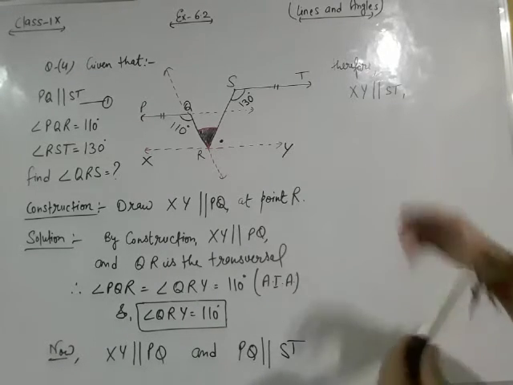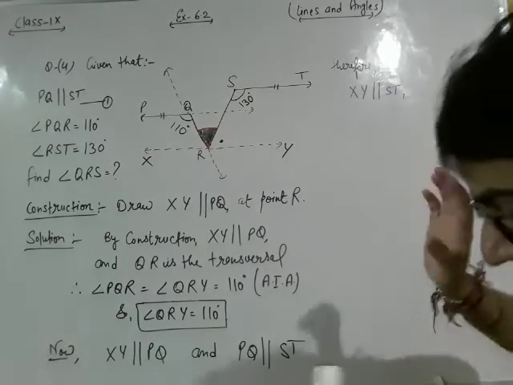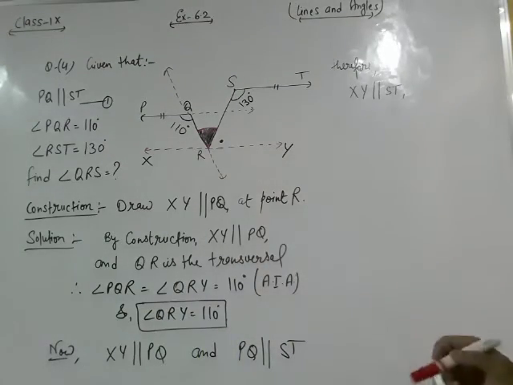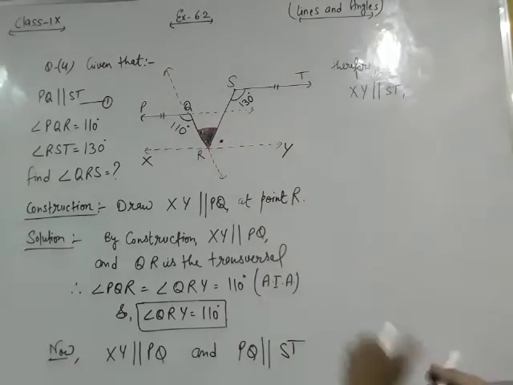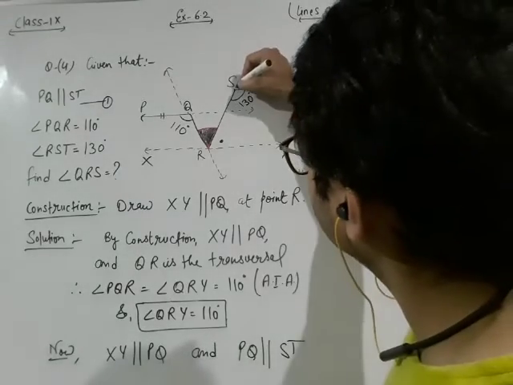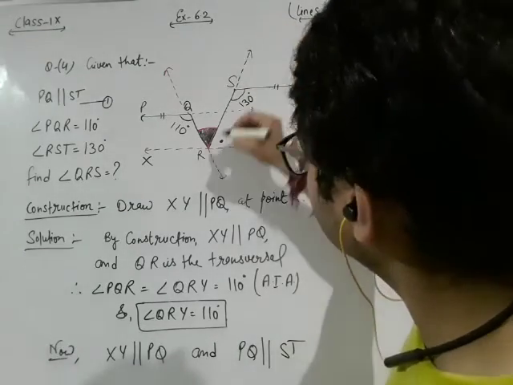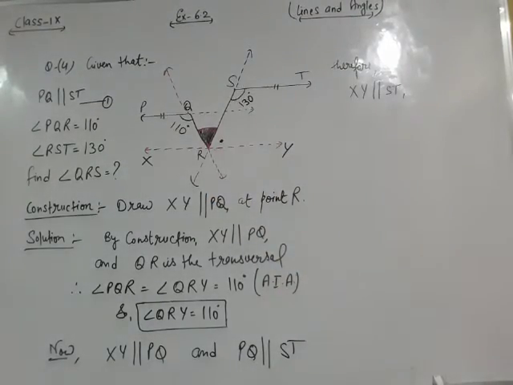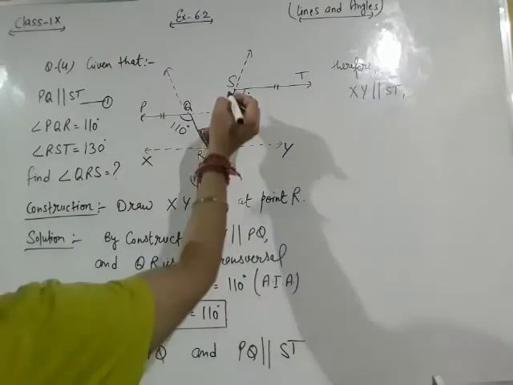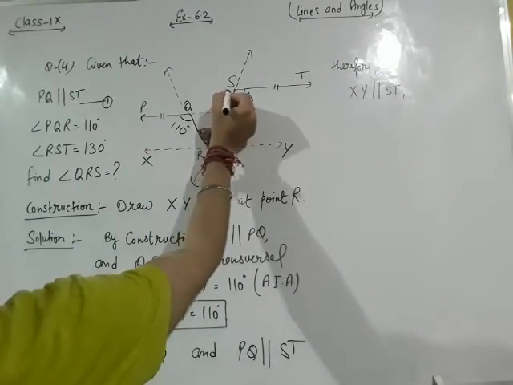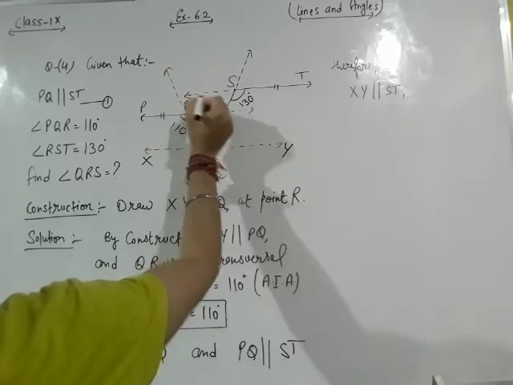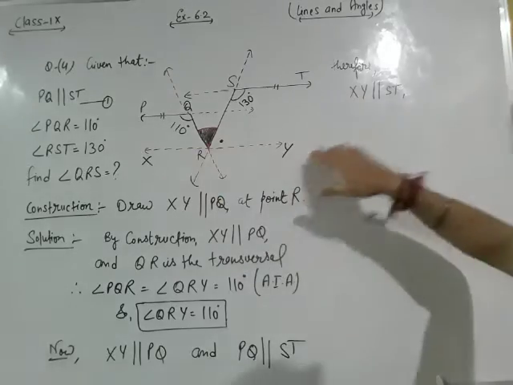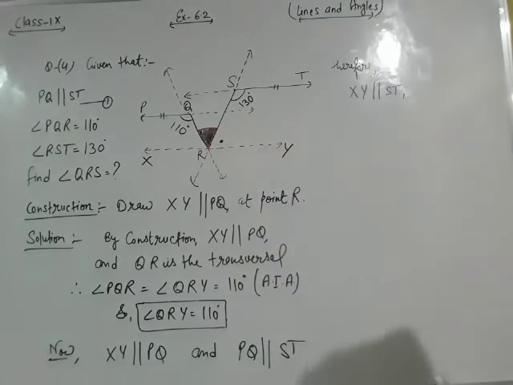Right? Now XY is parallel to ST and SR is the transversal. How is SR the transversal? Look here. Extend RS like this, in upper direction as well as in lower direction, right? And you can also extend ST like this. So now you can observe that ST is parallel to XY and SR is the transversal.